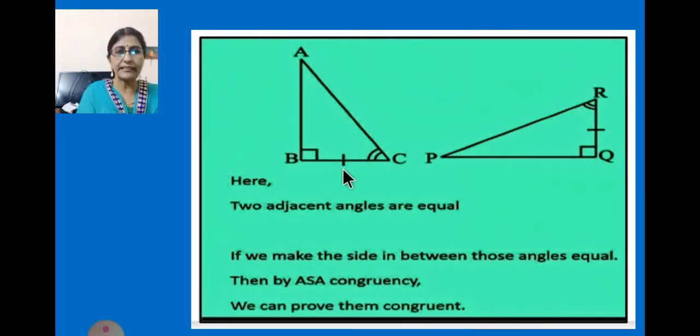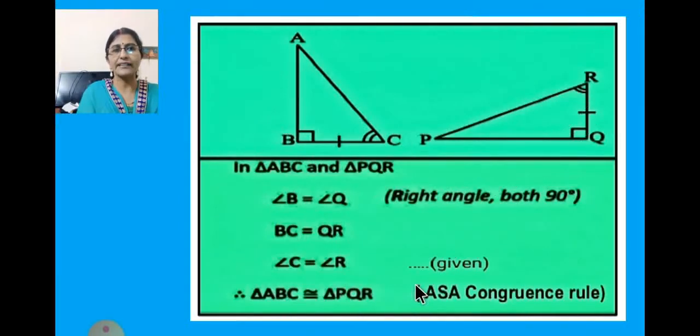Now suppose we take this side. This side is in between these two angles. So if we make the side in between these angles equal, then by ASA, you know ASA, angle, side, angle, ASA congruency, we can prove them congruent. So this is the additional pair which we have to take. So let us see how to write this.